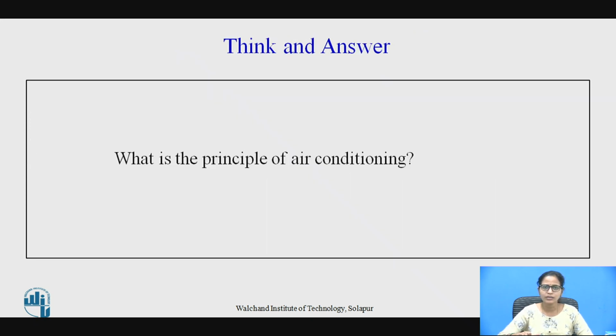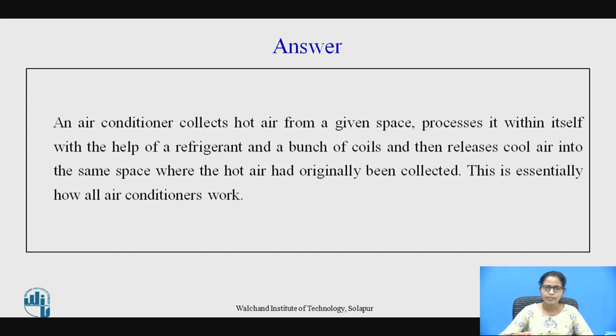So here you can think for a second, what is the principle of the air conditioning? You can pause the video for a second and try to give the answer. So this is the answer. An air conditioner collects the hot air from a given space, processes it within itself with the help of a refrigerant and a bunch of coils, and then it releases the cool air into the same space where the hot air had originally been collected. This is essentially how all air conditioners work.